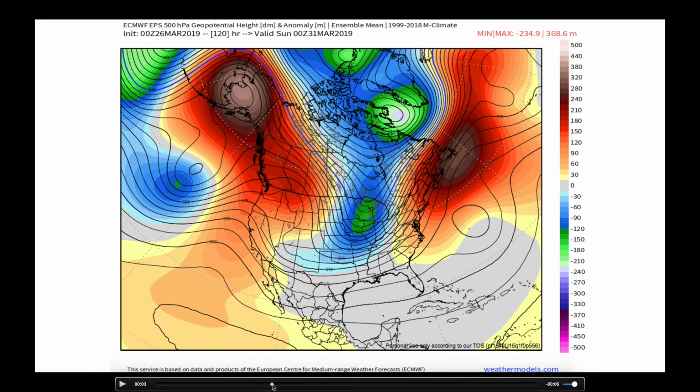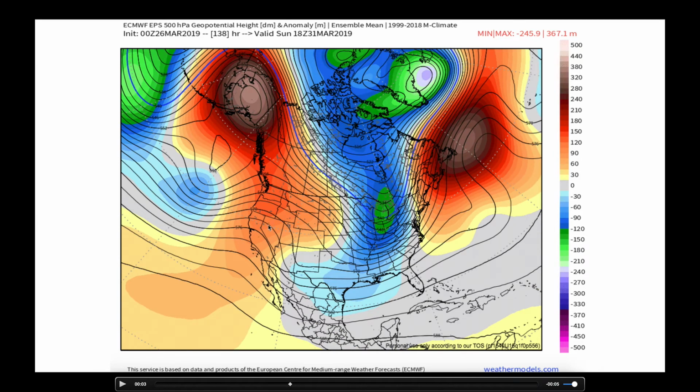Now, the good news for the Northwest is this ridge builds back into place, and that's going to mean a warm and quite pleasant, possibly drier, much drier than average weekend, while the eastern part of the United States deals with this trough and cooler weather. But watch what happens beyond this.